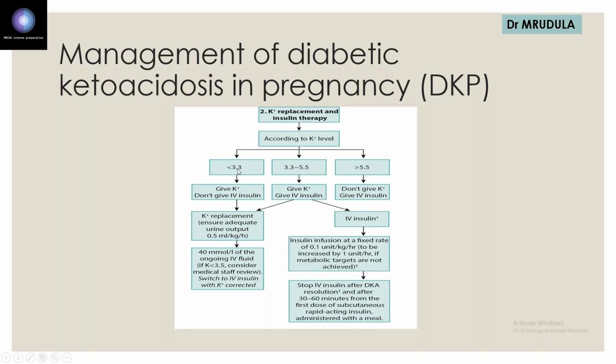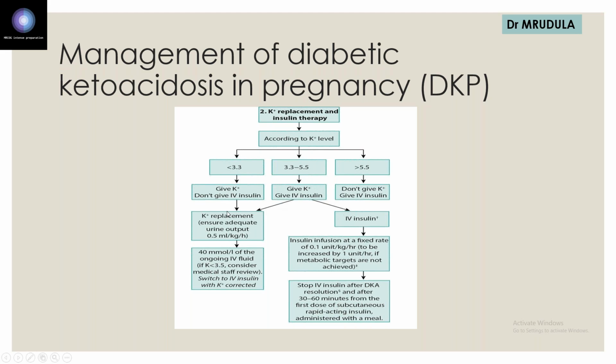Now insulin and potassium. These are the values that you should remember very well. Insulin replacement will depend upon the potassium levels. These are the potassium levels that you should remember: 3.3 and 5.5. So when potassium is less than 3.3, you have to give only potassium. That means in hypokalemia you give only potassium, no need to give insulin.